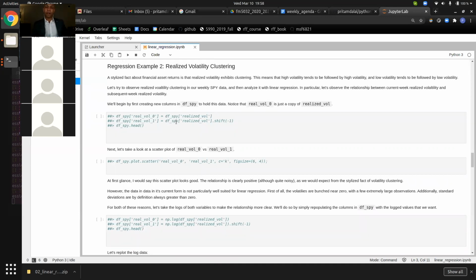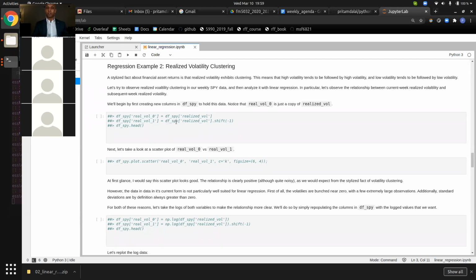Okay, so again, let's move on to volatility clustering. I mentioned this stylized fact about financial asset returns that realized volatility tends to exhibit clustering. So high volatility tends to be followed by high volatility, and low volatility tends to be followed by low volatility. So we want to first observe volatility clustering in our SPY data and then analyze it more specifically with linear regression.